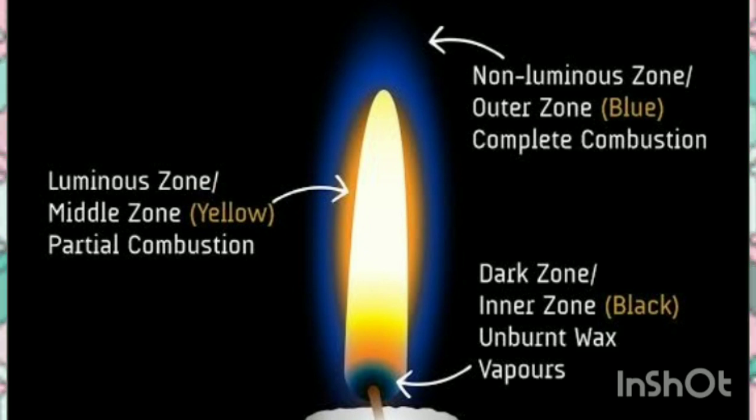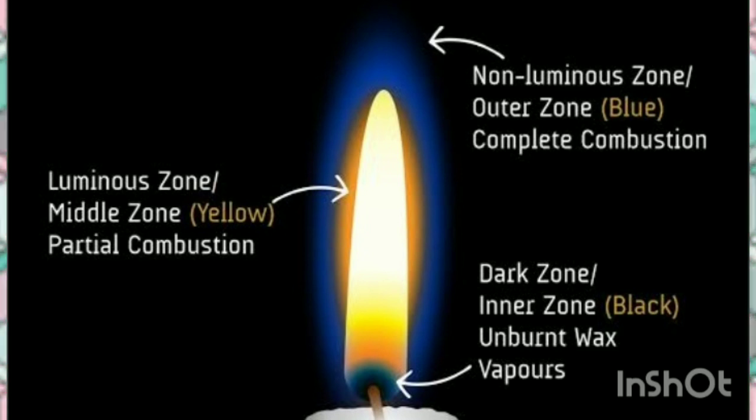Then next we have seen about the zones of a candle flame. There are 3 zones in a candle flame. The first zone is the outer zone. The outer zone is blue in color, and it is the hottest part of the flame. In this zone, the wax vapors have enough oxygen to burn completely. We can say that it undergoes complete combustion and produces carbon dioxide and water. And this outer zone emits very little light.